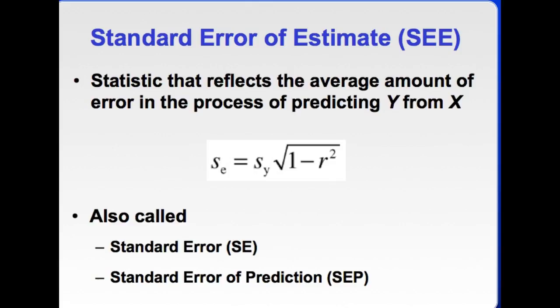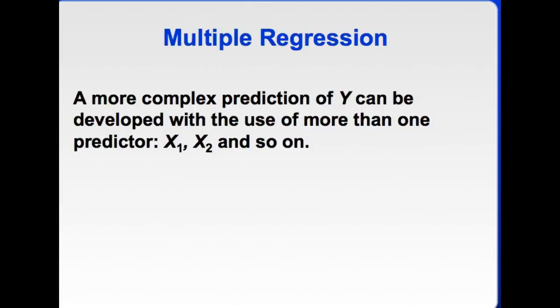Standard error of estimate, SEE, statistic that reflects the average amount of error in the process of predicting Y from X. This is also called a standard error, SE, or standard error of prediction, SEP. Multiple regression. This is a more complex prediction of Y and can be developed with the use of more than one predictor.